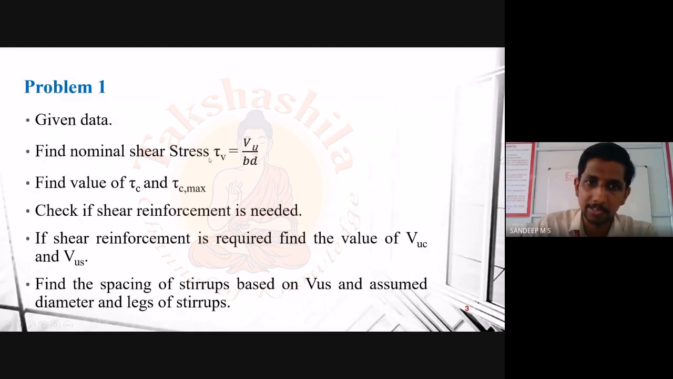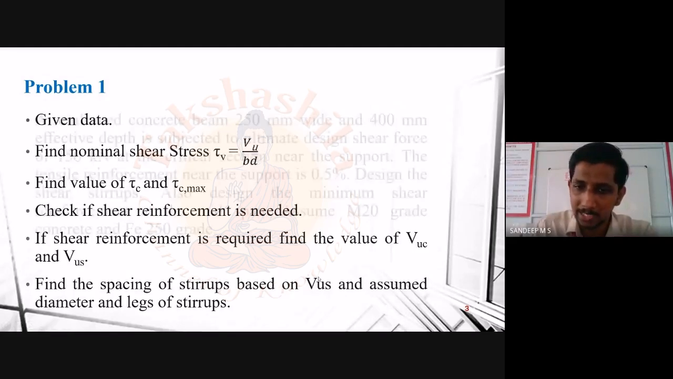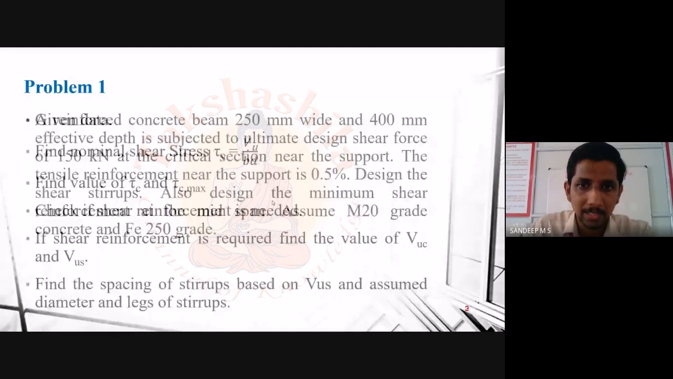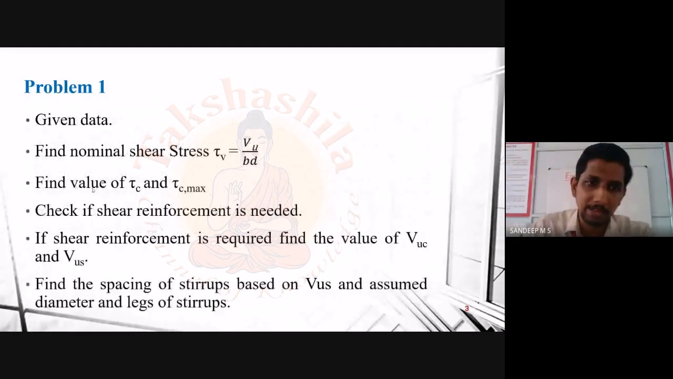Then we find the normal shear stress, tau V, which is calculated by VU by BD. Please note, VU by BD. Then we find the values of tau C and tau C max from Tables 19 and 20 given on page number 73 of IS 456:2000, based on the value of 100 AS by BD and the grade of the concrete. Here the grade of the concrete is M20.